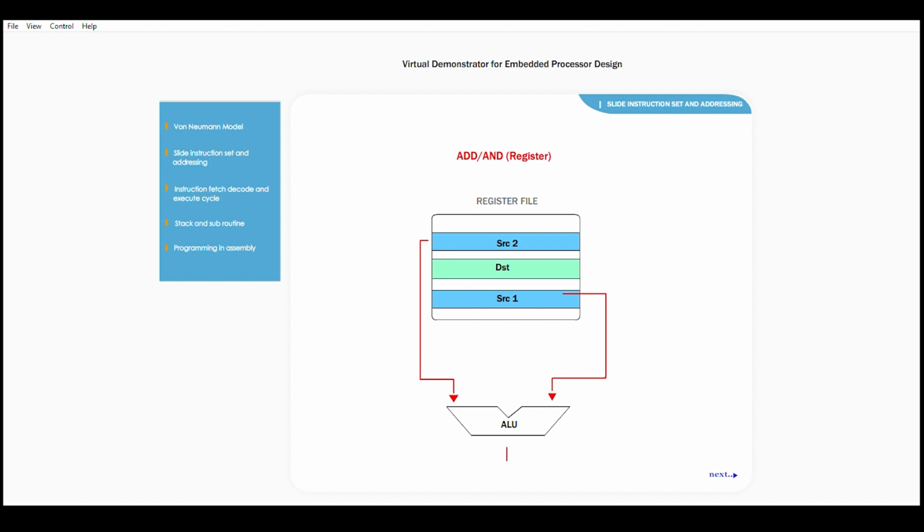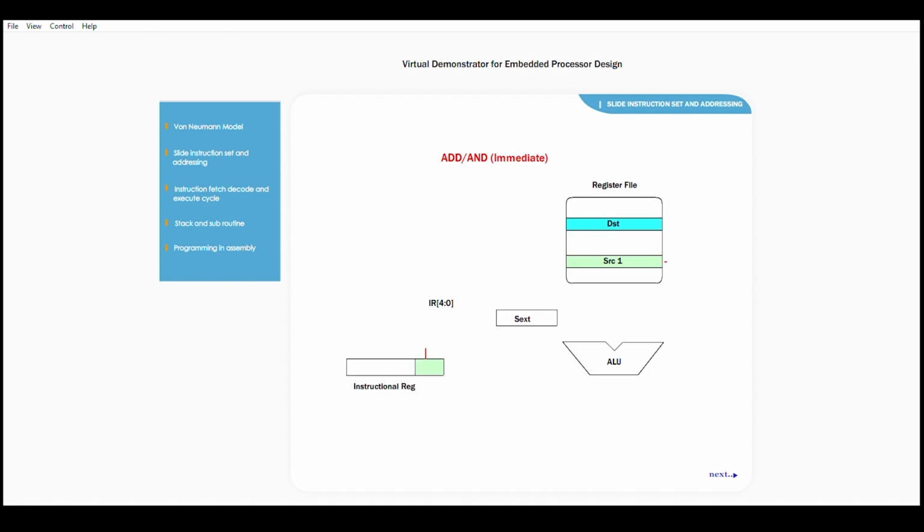The next instruction is the OR or ADD operation. Here, the two inputs are taken from source 1 and source 2, and the results are processed by the add operation or AND operation, and the results are stored in the destination. The source registers are highlighted in blue color, and the destination is green in color.